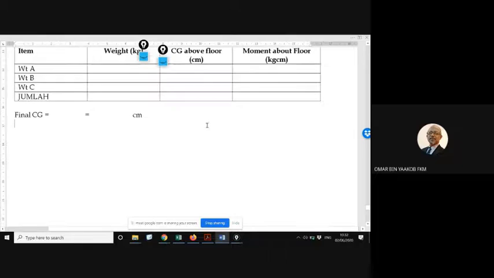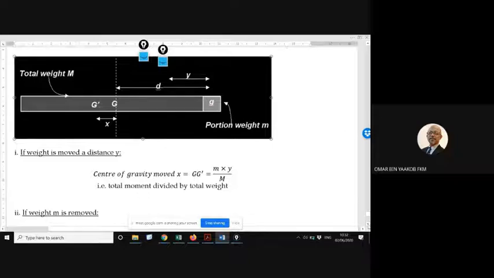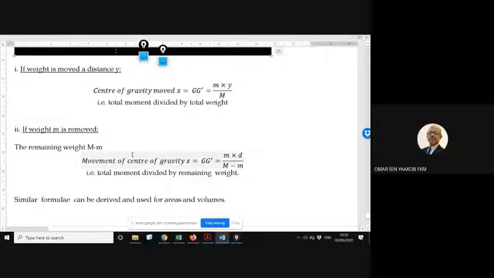Here it talks about movement of weight. If you move weight m in this direction, a distance y, then the center of gravity moves like this. GG' is m times y divided by M, which is the total mass. If weight is removed, the remaining moment is GG' equals m times d, the weight times the distance, divided by M minus m. When it is added, then it is M plus m, which is the final weight.